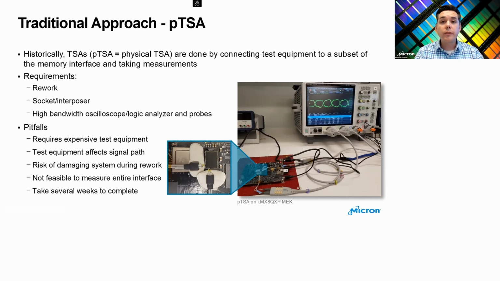So requirements to perform a pTSA, first of all, we need to be able to do rework. This means we remove the memory device of interest, we clean up the board, then we add an interposer in between the memory device and the system, and we solder those all back together. Next, of course, we need to have the interposers themselves. Sometimes we have to use sockets to be able to clear some of the other devices on the board. And then, of course, we have to have high bandwidth oscilloscopes and probes and probe heads to be able to measure the signals themselves.